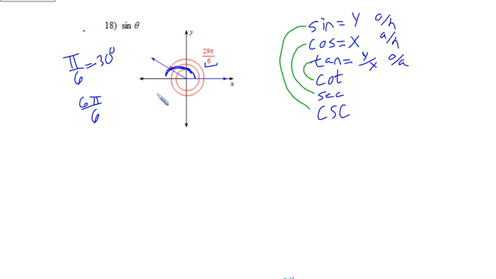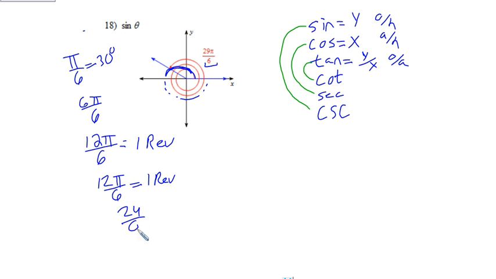So if we make another 6, it would make 1 full revolution. So if you add 6 more to that, every time you get 12 pi over 6, you've made 1 full revolution or 1 rotation. So we have 29. If we make another revolution, we have a total of 24 over 6 pi. And how many pi do we have left? 29 minus 24 gives me 5 pi over 6.